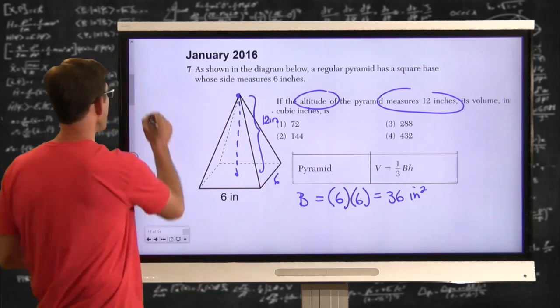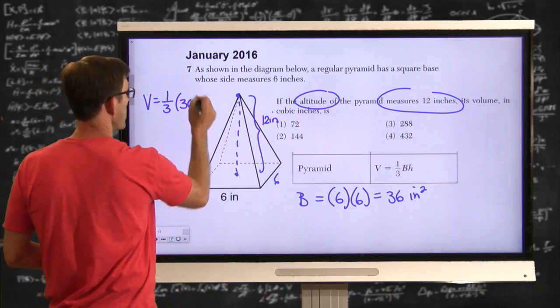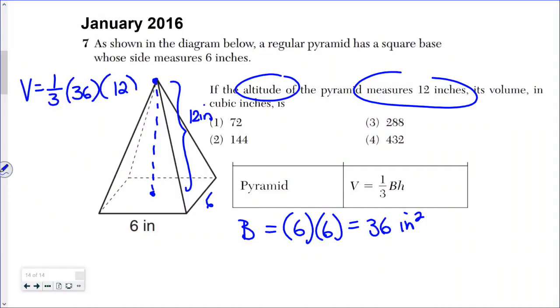So it's plug and chug, here we go. The volume is 1/3 times the base area times the height. You can just plug this into your calculator, or you can also do this, and I'll get 144 cubic inches. I just want to make sure that's right, because it feels wrong. Sometimes things just feel wrong, but that's right.